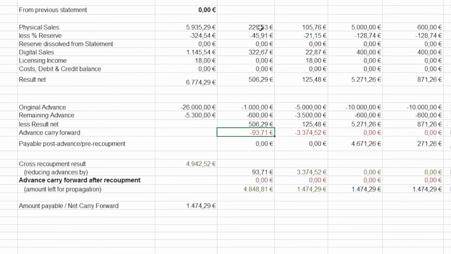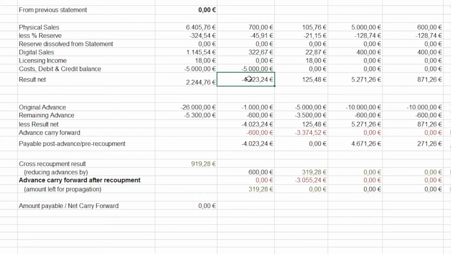But it can also happen that, let's enhance the physical sales here, the result is bigger than the remaining advance, so it can completely draw it down to 0. Obviously, what can also happen is that in the unfortunate case where we have huge costs involved and we get a negative result, that negative result is copied here, but of course does not draw down the remaining advance at all. So these are the 3 cases.